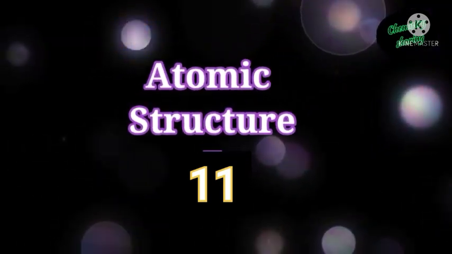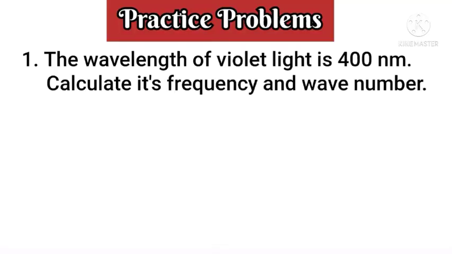Okay, so the very first question is: the wavelength of violet light is 400 nanometer. Calculate its frequency and wave number. So how are you going to solve this problem? Just try once. See guys, if you have seen the last video, then you must know the relationship between velocity, frequency and wavelength. So that relationship we are going to use here.